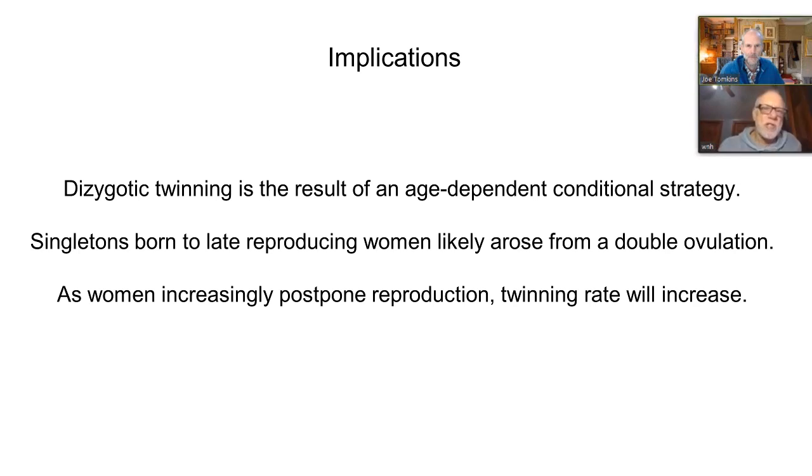So the principal conclusion of our study is that dizygotic twinning is the result of an age-dependent conditional strategy. There are 2 major implications. Singletons born to late reproducing women likely had a sibling that died prenatally. This is an outcome of just the mathematics of double ovulation and the independent survival of the resulting embryos. And the second implication is that as women increasingly postpone reproduction, as is seen in many developed countries, twinning rate will increase, and in fact has been seen to increase already.